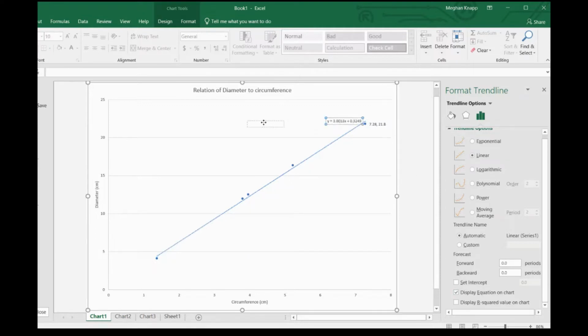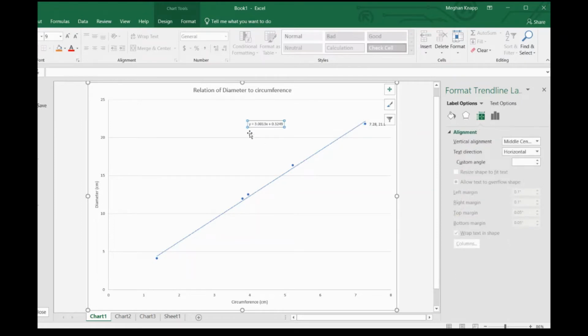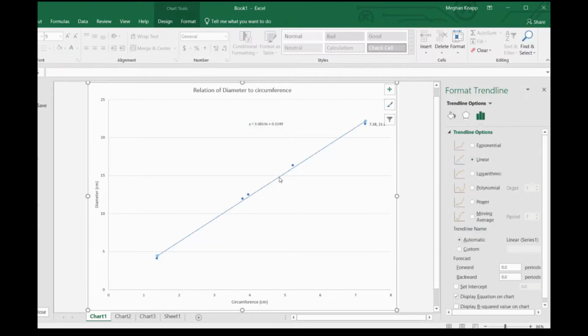So this is what the equation looks like without having set that intercept. And then if I go back and set the intercept, because the intercept is 0, you'll see that that plus b portion of this gets chopped off.